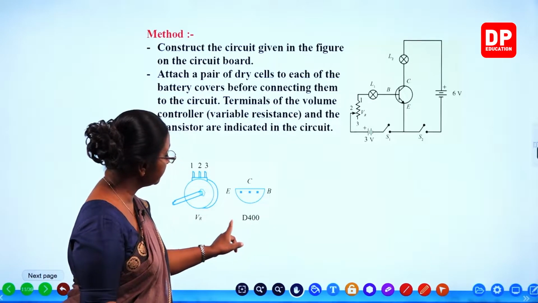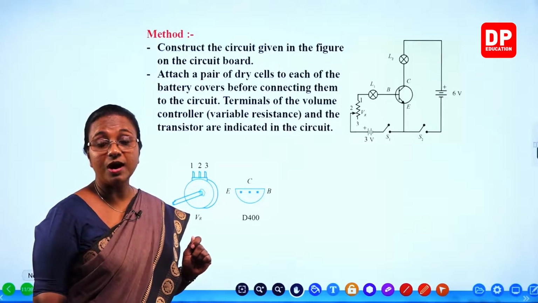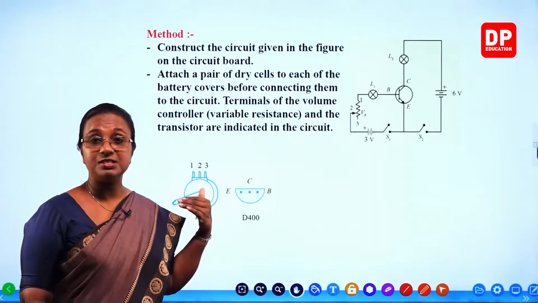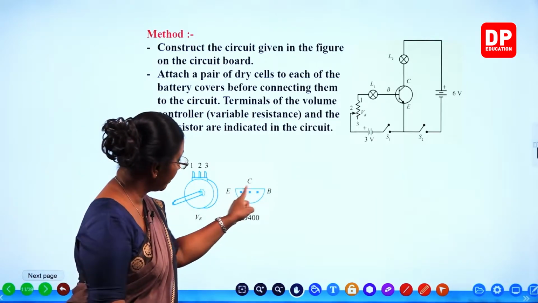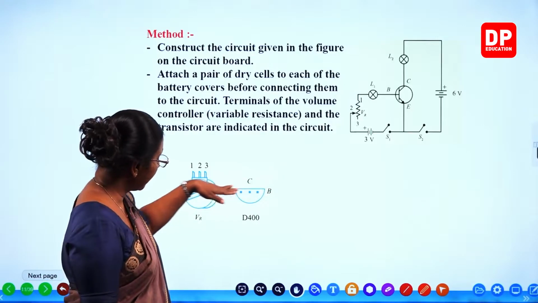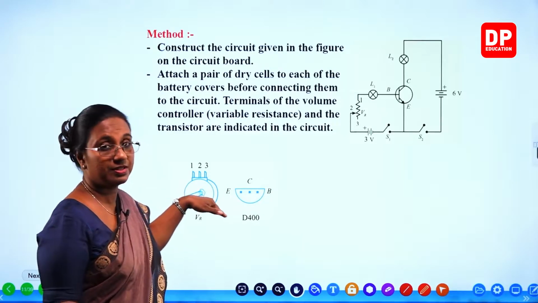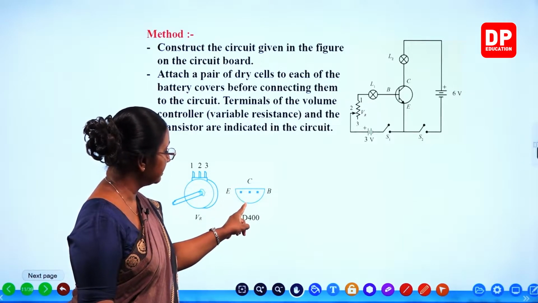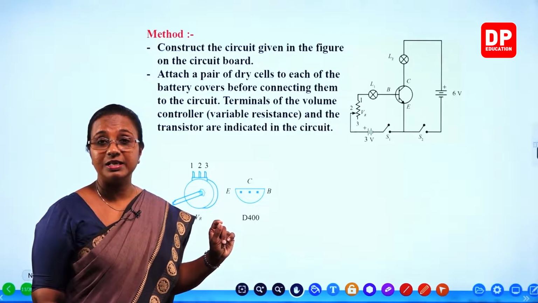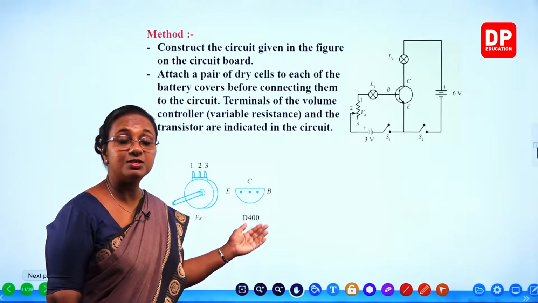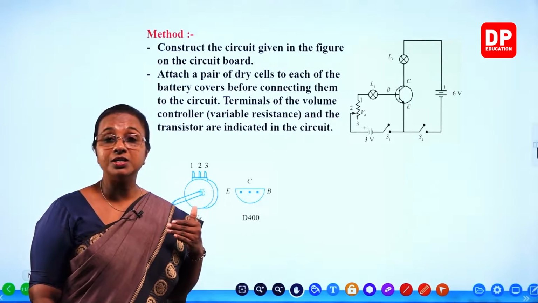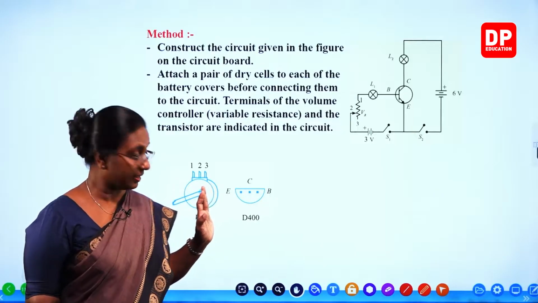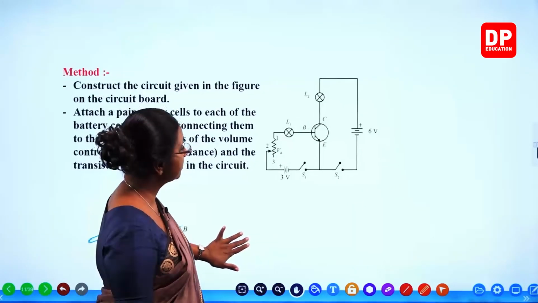Then here you can see this is an SD400 transistor, an NPN transistor. When you have the terminals facing towards you, it has the shape of a semicircle. The flat surface will be on top, the curved surface will be below. Towards your left side is the emitter, the middle is the collector, and the base is the right side terminal. Then we connect that and attach it to the circuit board.